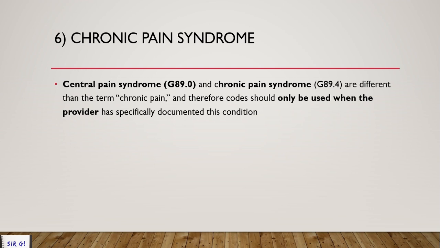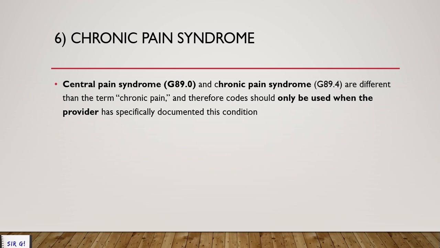It's very important, if you can, to query the provider to ask what's the specific site of the pain. But for example, if they put in chronic pain only, that's really a challenge for you guys. So do not use G89.4, because as I do my audits, they usually use G89.4 if the physician documents chronic pain only. It's really a different thing.